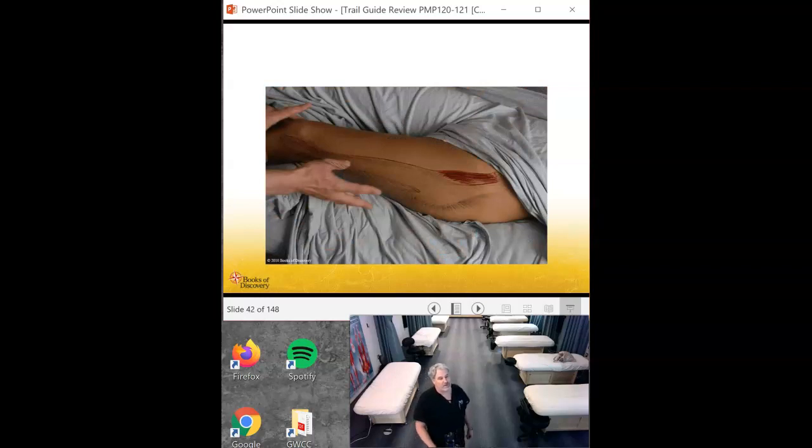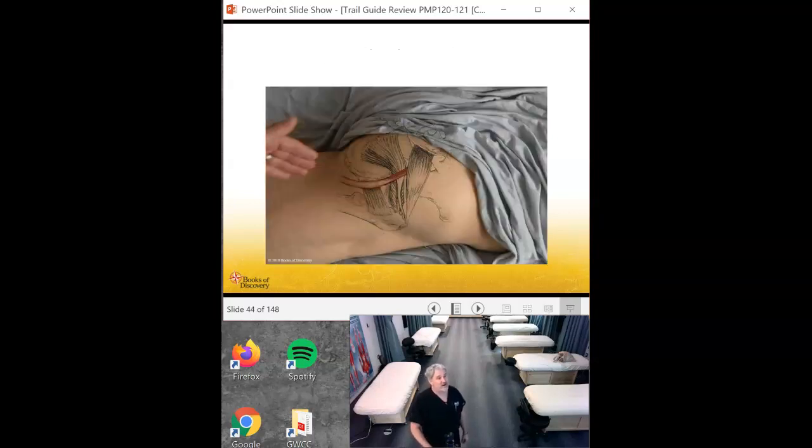What is this? Where is that, the leg? Yep. Outside of the leg. It's a big band or tract. It goes from your ilium to your tibia. Oh, is it the sciatic nerve? No. Goes from your ilium to your tibia. Iliotibial band. Or tract. Awesome. Thank you, ma'am. And that's the tensor fasciae latae muscle there.